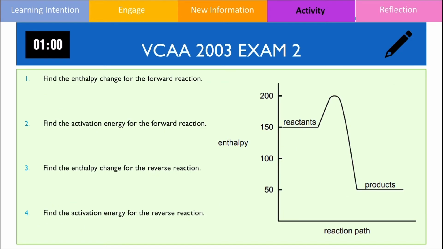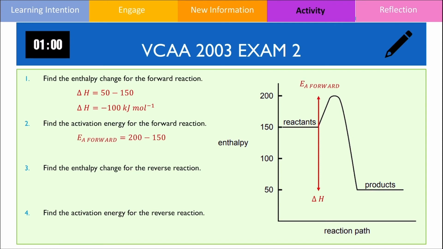Please give yourself a minute to answer the following questions. For the first part of this question, it wants you to find the enthalpy change for the forward reaction. As a result, we're going to go 50 minus 150, giving us an answer of negative 100 kilojoules per mole. The second part wants us to find the activation energy, and this can be found by going 200 minus 150, giving us an answer of positive 50 kilojoules per mole.